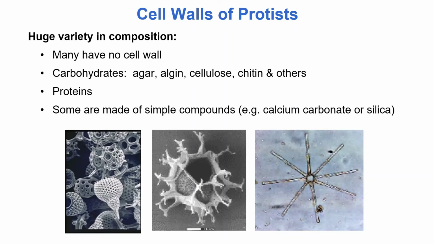Some of them have cellulose, some of them have chitin, some of them have all sorts of unique different types of carbohydrates. So the big thing to think about with protists is that they're just unique, and there's lots of weird things going on with them. Some of them have these calcium carbonate structures, and that's what I'm showing in these images. These really interesting crystalline structural cell walls are really fascinating to look at under a microscope.